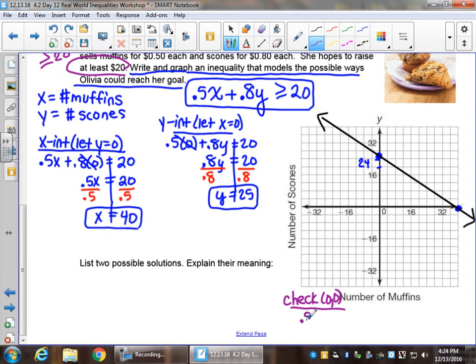That'll be 0.5 times 0 plus 0.8 times 0 greater than or equal to 20. Anything times 0 is 0, anything times 0 is 0. I get 0 greater than or equal to 20. Is this true or false? This is false. So if 0, 0 is false, any ordered pair on this side is false. We shade the other side.